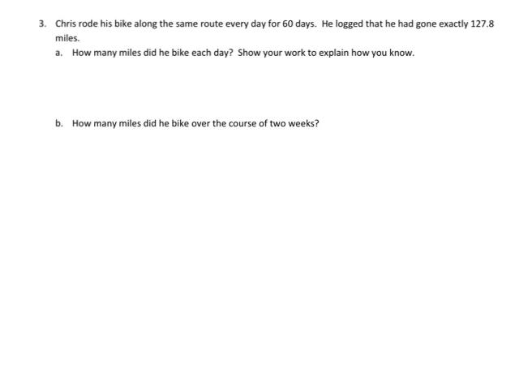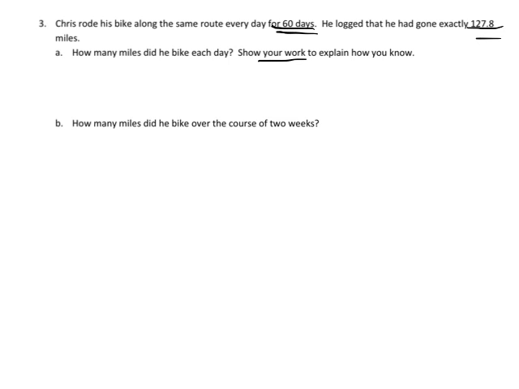and our last slide for this video is a word problem. So Chris rode his bike along the same route every day for 60 days. He logged that he had gone exactly 127.8 miles. And the first question is, how many miles did he bike each day? Show your work. So we know that we're going to divide.